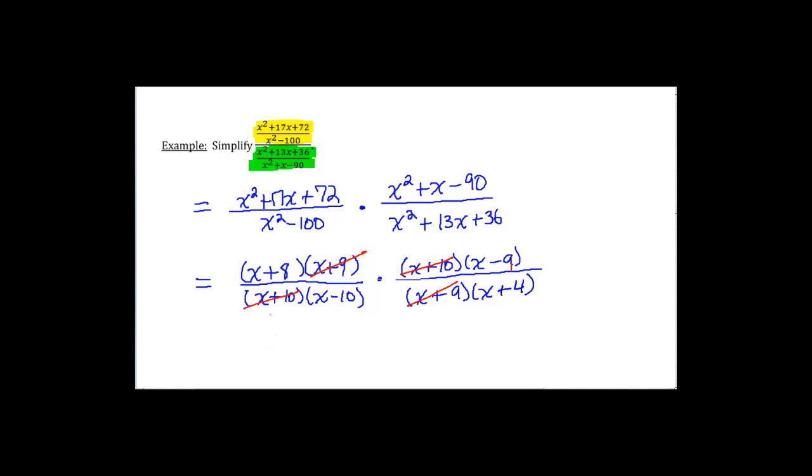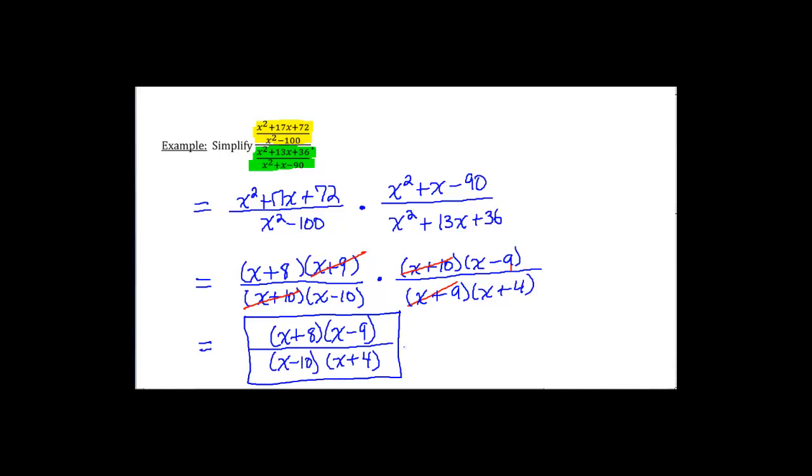All right. And so now that we have those things canceled, we can multiply across. So we'll have an x plus 8 times an x minus 9 all over an x minus 10 times x plus 4. And that is our solution. Okay, we have one single fraction. Everything is simplified. We're done. All right, and that concludes our study of complex fractions.